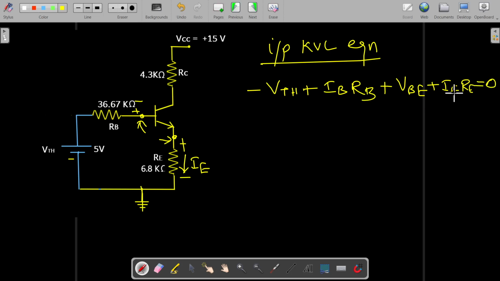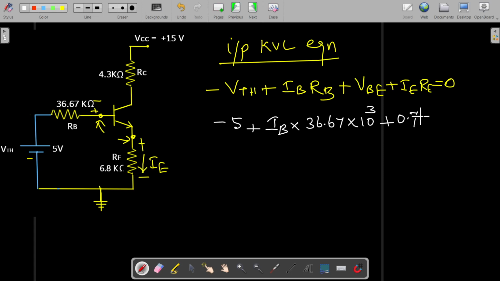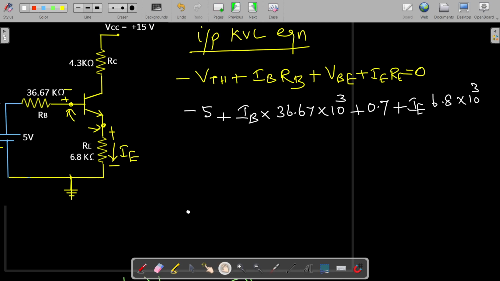So that is equal to 0. So this is our input side KVL equation. Now we can substitute the values for this. So it is minus 5 for VTH plus IB, which is not known to us, times RB. RB value is 36.67 into 10 power 3 because it is kilo ohms. Plus 0.7 volts for this VBE, plus IE, which is not known, multiplied by this RE value, 6.8 kilo ohms, 10 power 3. That is equal to 0.